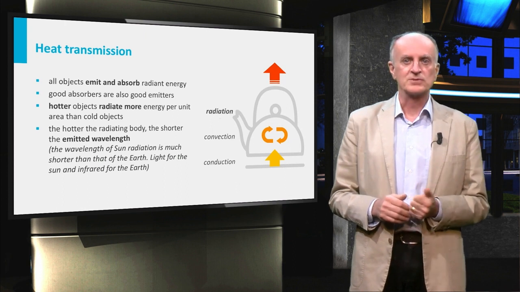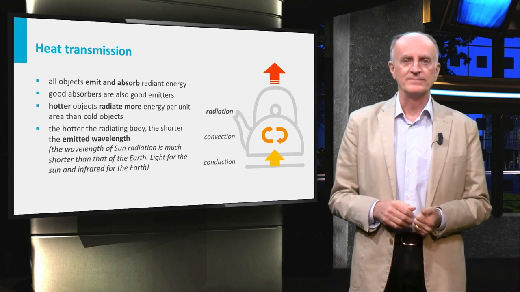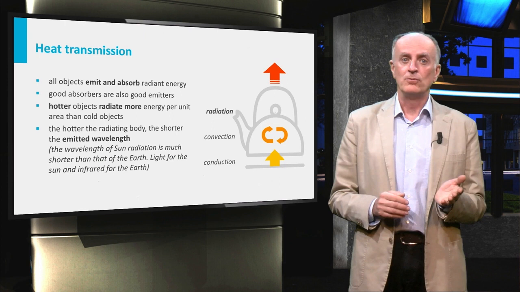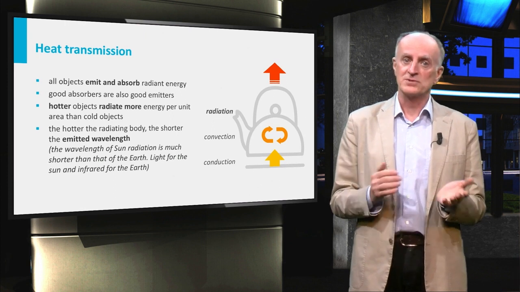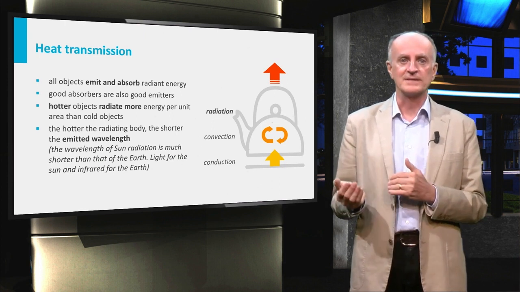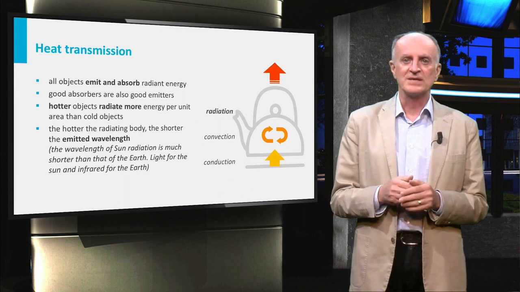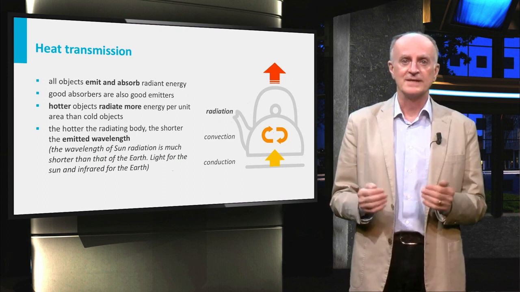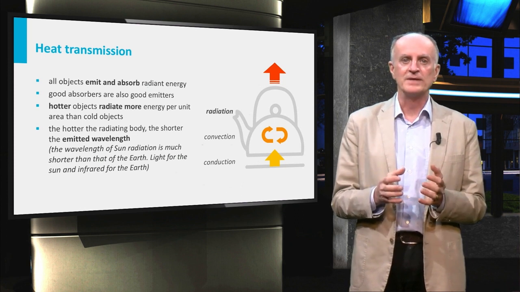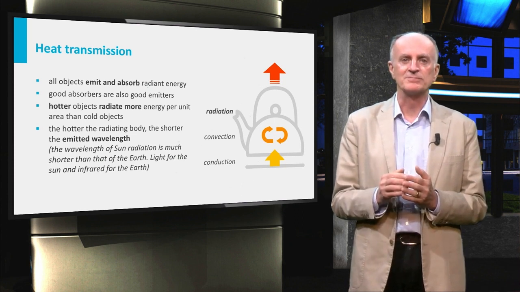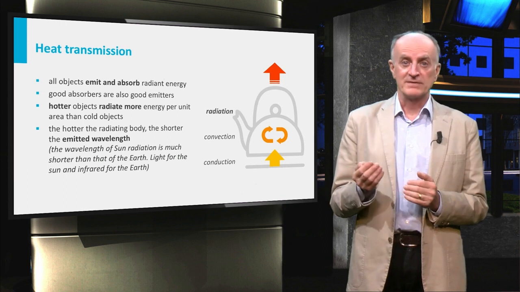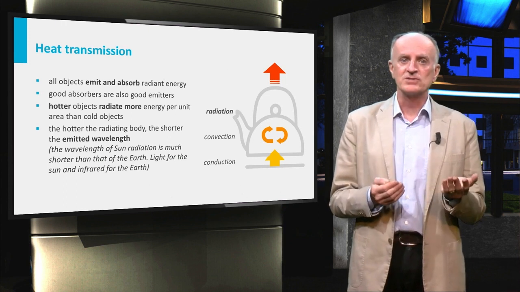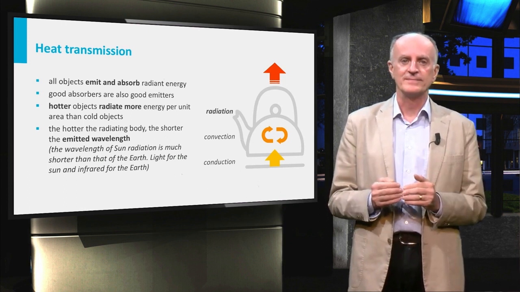All objects absorb and emit radiant energy. Good absorbers are also good emitters. Poor absorbers are also poor emitters. Hotter objects radiate more energy per unit area than cold objects. The hotter the radiating body, the shorter the emitted wavelength will be. The wavelength of the sun radiation, for instance, is much shorter than that of the Earth.